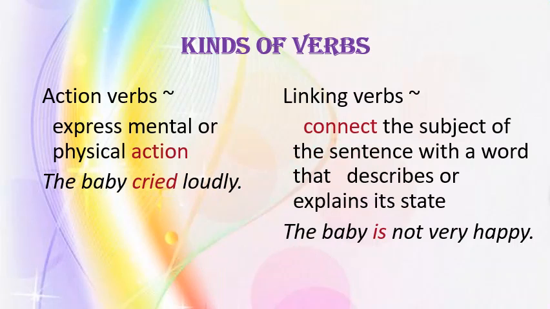There are two kinds of verbs that are interlinked with this topic: action verbs and linking verbs. Action verbs express mental or physical action. For example, the baby cried loudly. So here the verb cried is an action verb.